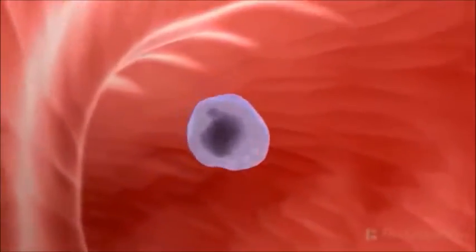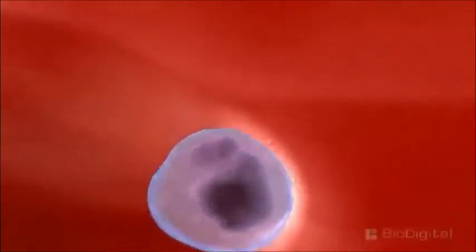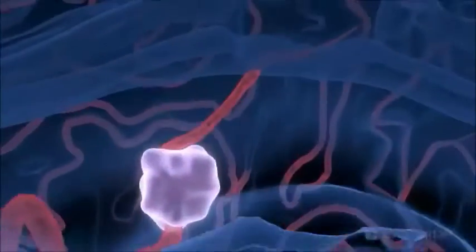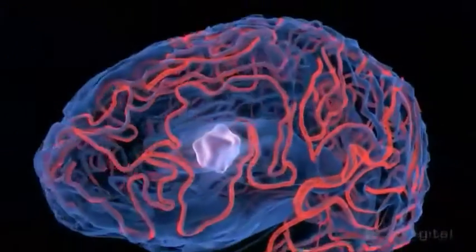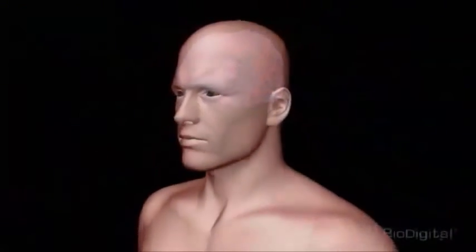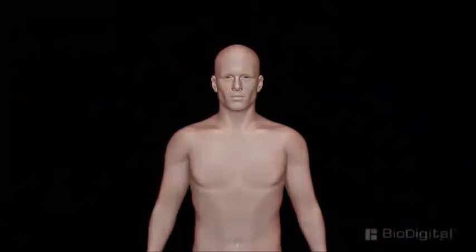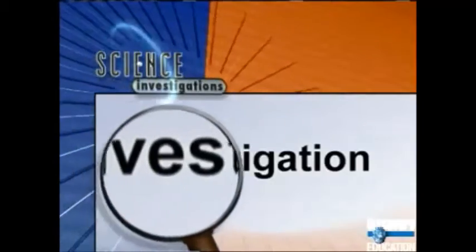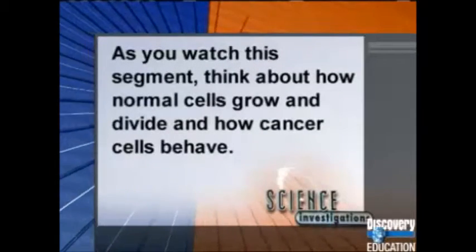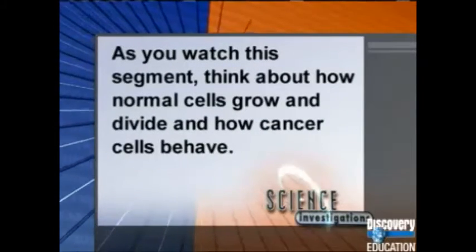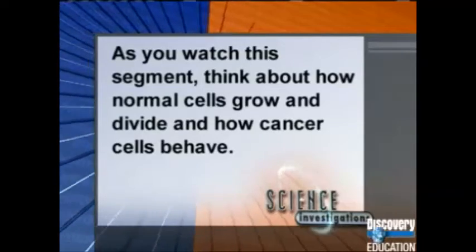Most cancer-related deaths are due to metastasis, malignant cells that penetrate into the circulatory system and establish colonies in other parts of the body. Great advancements have been made, but cancer is still the leading cause of death for people under the age of 85. In the United States, 1 in every 4 people die from cancer. As you watch this segment, think about how normal cells grow and divide and how cancer cells behave.